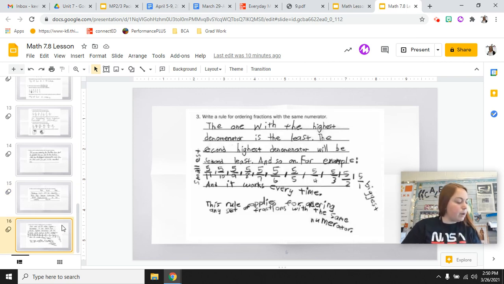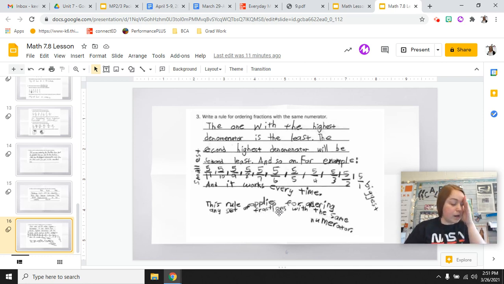And then for the last one, let's look at whether this work clearly tells the order of the fractions, and whether you agree with the rule. So it says the one with the highest denominator is the least. The second highest denominator will be the second smallest or the second least, and so on. For example, they gave an example: 5/11, 5/10, 5/9, 5/8, 5/7, 5/6, 5/5, 5/4, 5/3, 5/2, 5/1. And they wrote, this is the smallest and this is the biggest. And they said, and it works every time. This rule applies for ordering any set of fractions with the same numerator.